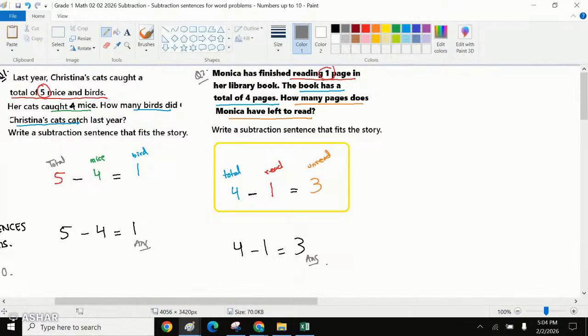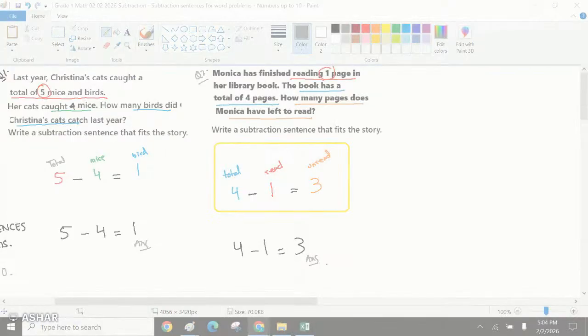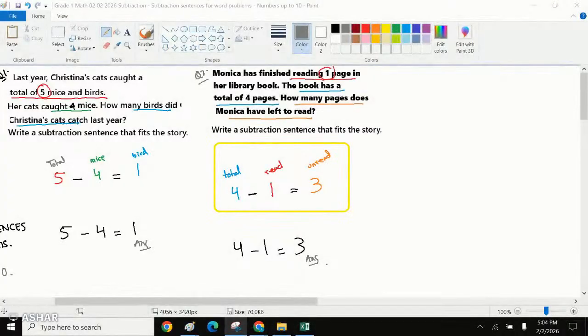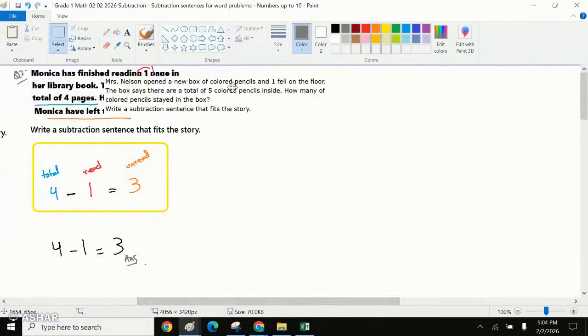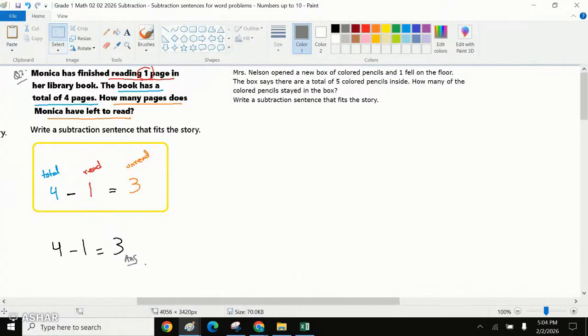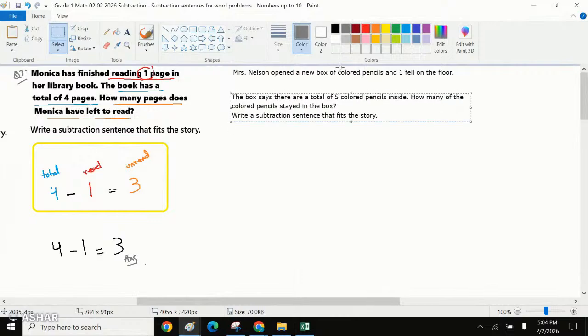Okay. Let's move ahead to the next question. What we did was we found the difference of 4 and 1, and that came out to be 3. So the next question says, just a moment, please. Okay. So question number 3 says, Mrs. Nelson opens a box of colored pencils and one fell on the floor.